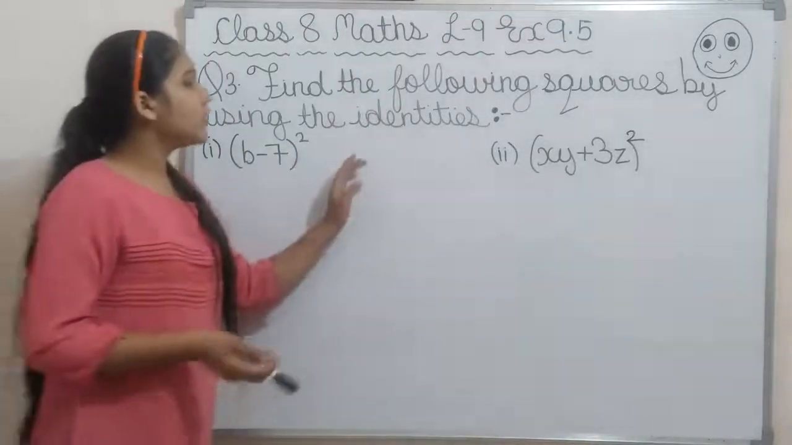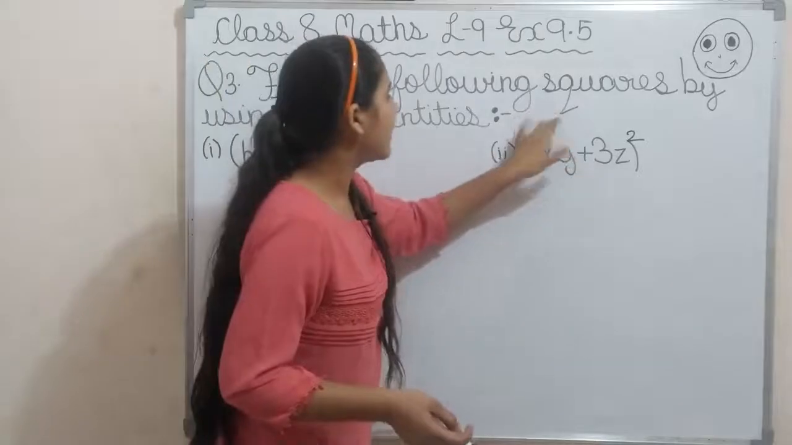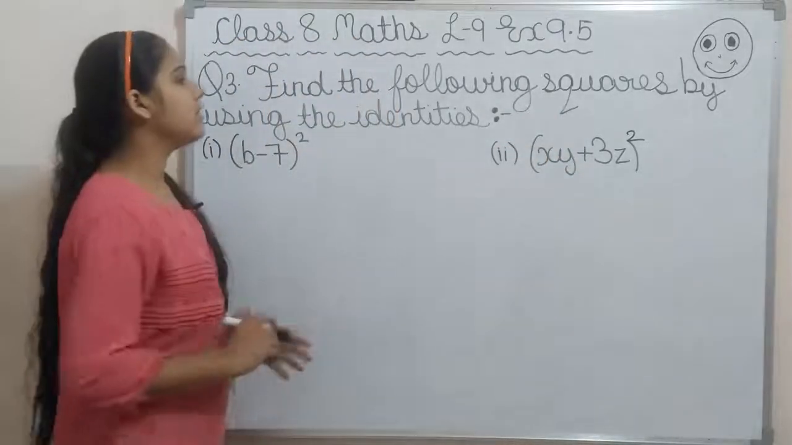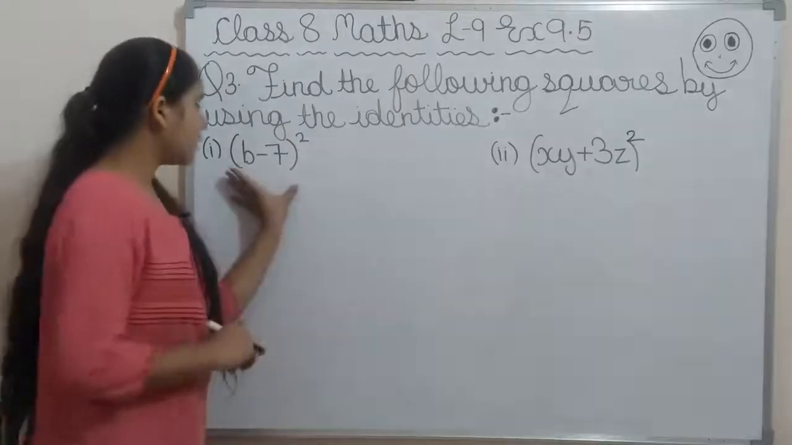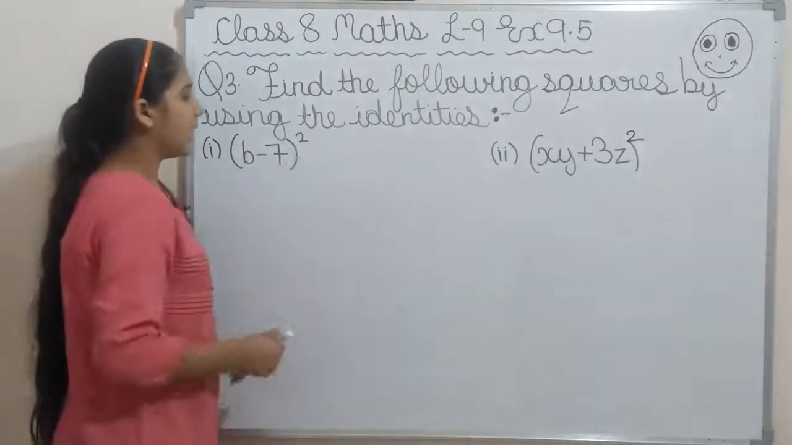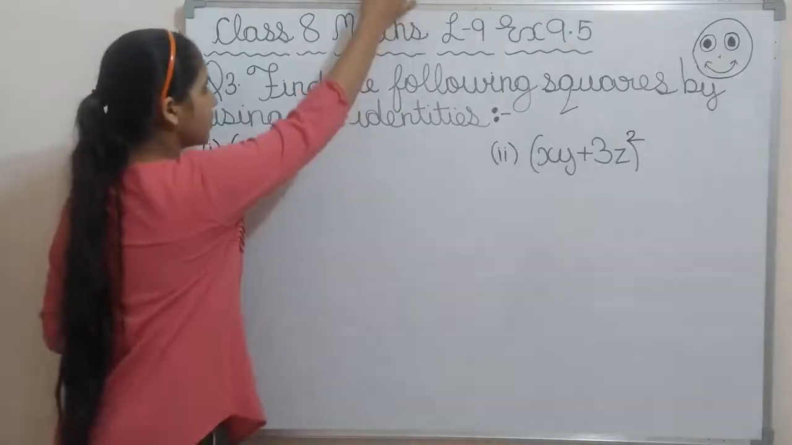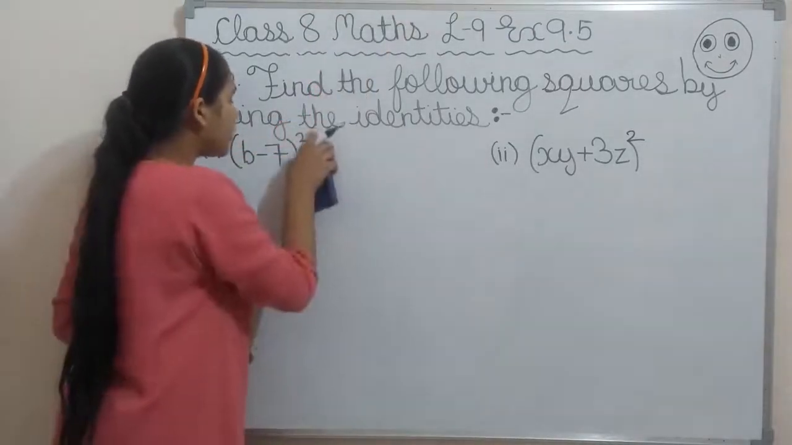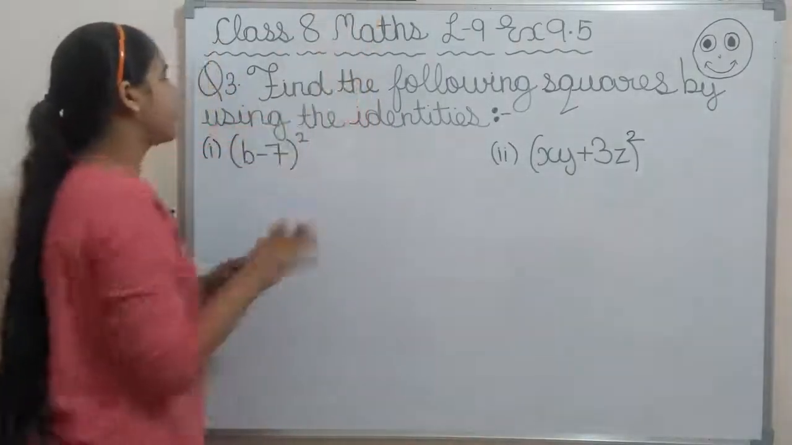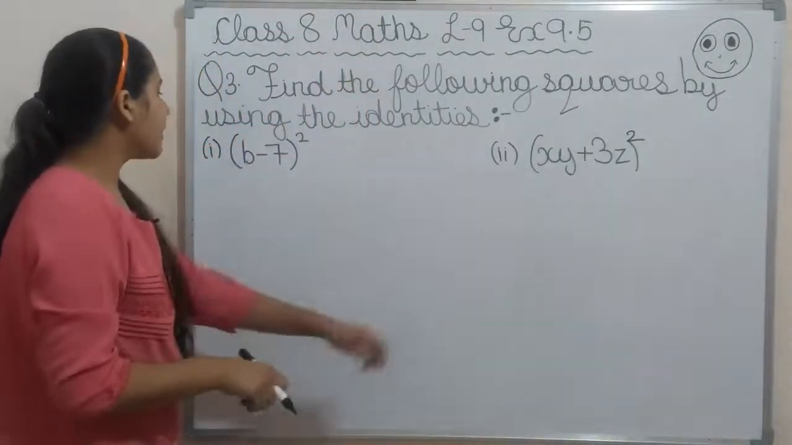The third question is: find the following squares by using the identities. It means the expression is given with a square, and you have to use the identities and find the answer. So let's start from the first part.